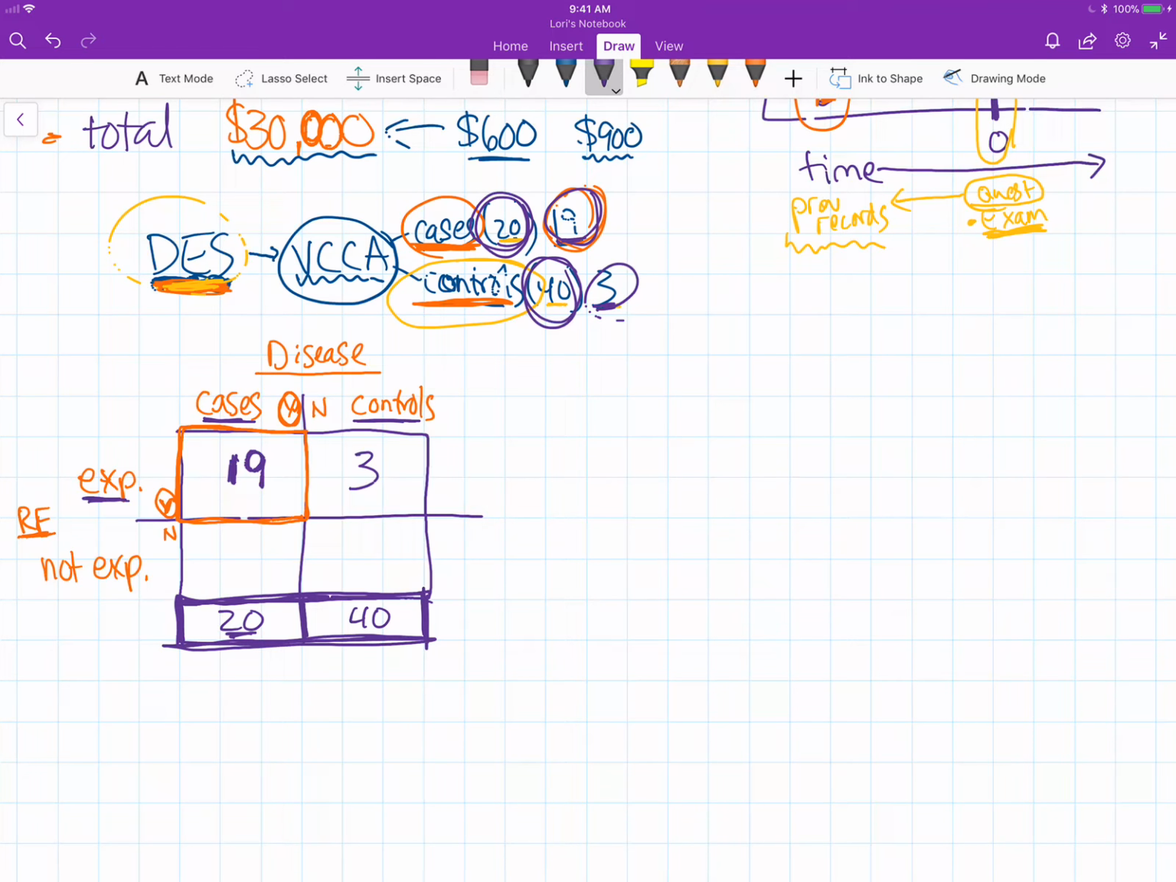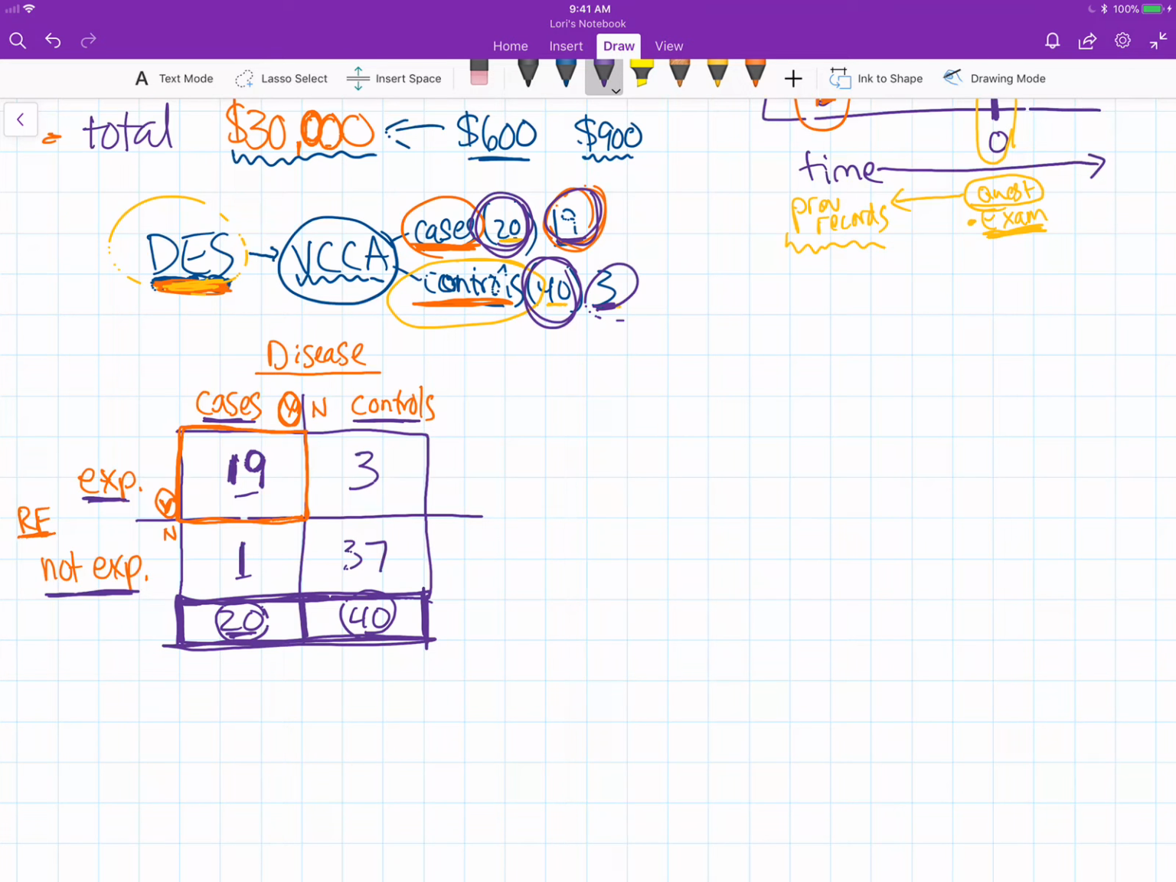And so once you filled those 2 squares in, the rest of it, the not exposed, is kind of automatically decided because the exposed plus the not exposed has to add to 20 altogether. So this should be a number 1. 3 plus 37 is equal to 40.